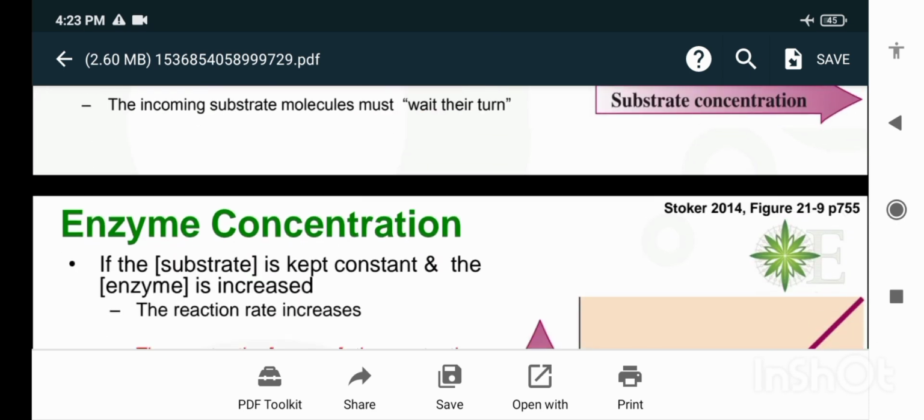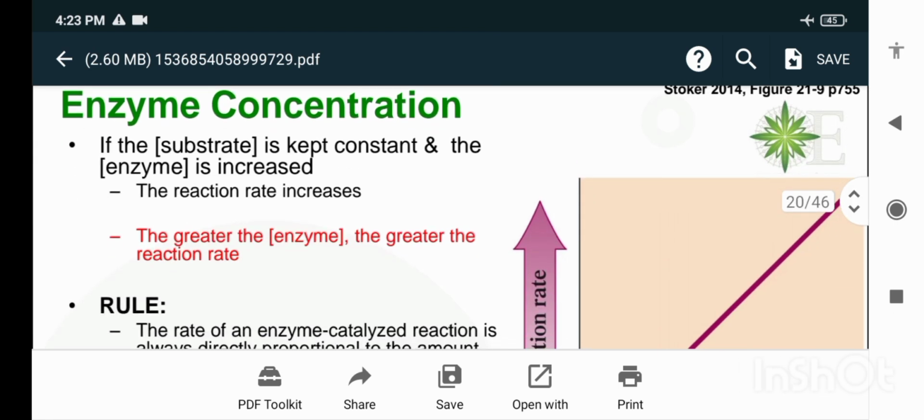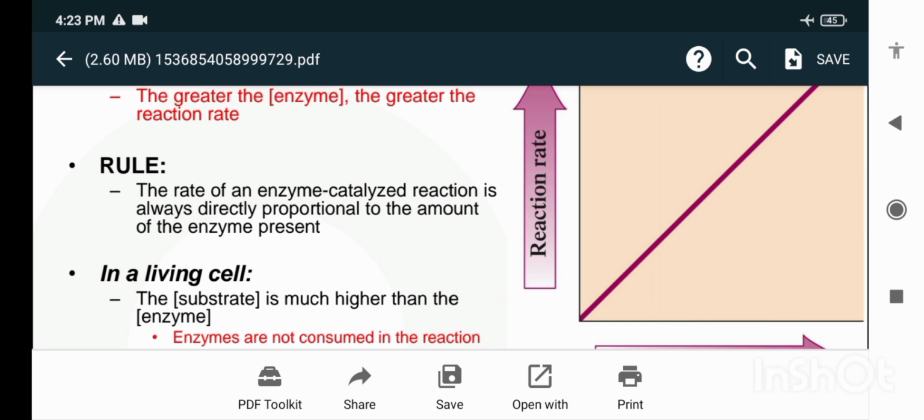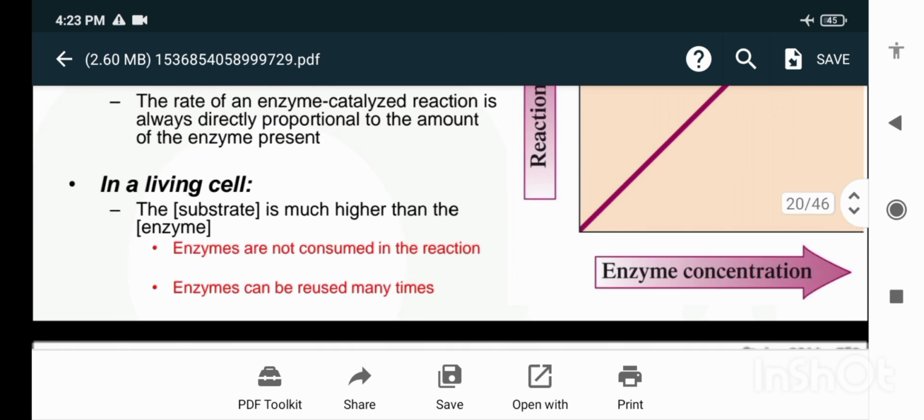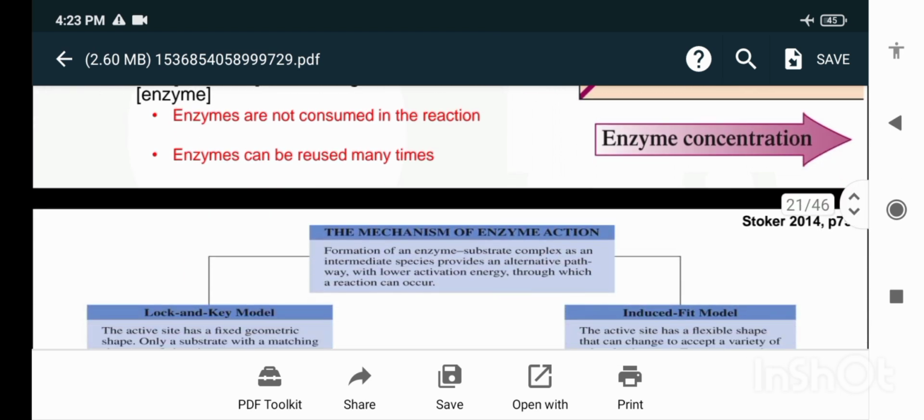Enzyme concentration. If the substrate is kept constant and the enzyme is increased, the reaction rate increases. The greater the enzyme, the greater the reaction rate. Rule: the rate of an enzyme-catalyzed reaction is always directly proportional to the amount of enzyme present. In a living cell, the substrate is much higher than the enzyme. Enzymes are not consumed in the reaction. Enzymes can be reused many times.